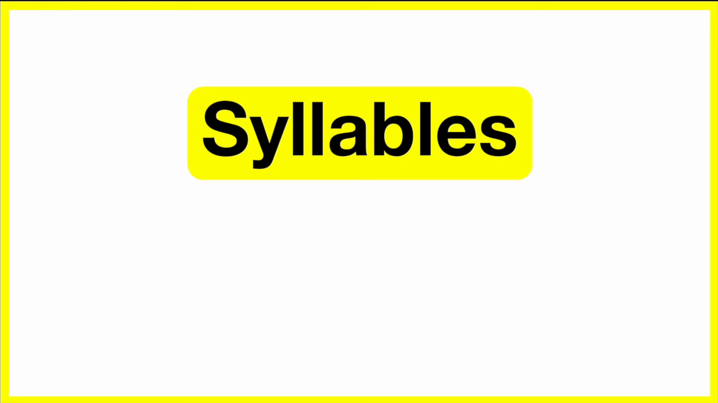Syllables. In this video, we will learn about the different types of syllables. So, what is a syllable? A syllable is part of a word that contains a single vowel sound that's produced as a unit.